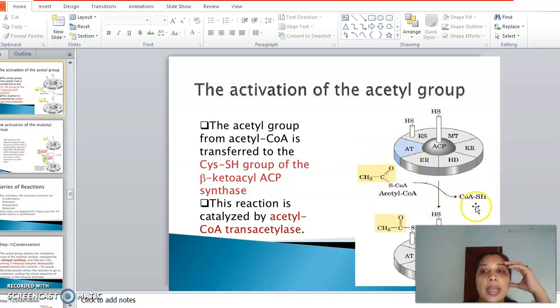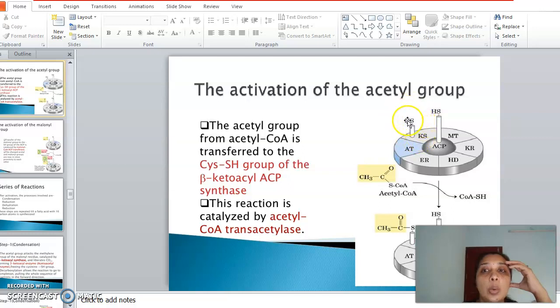CoA, SCoA, right? I'll show you where the H comes from. So acetyl transacylase picks up the acetyl group only from the acetyl CoA, and it will be placed on the ketoacyl synthase E3, which has the peripheral arm or cys-SH arm.